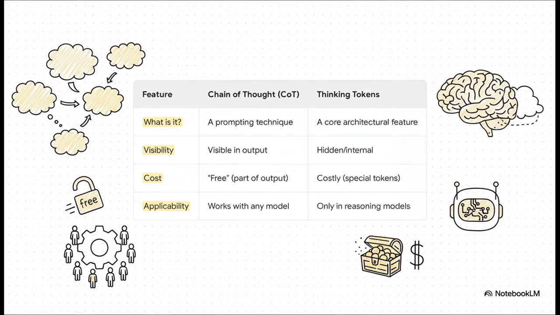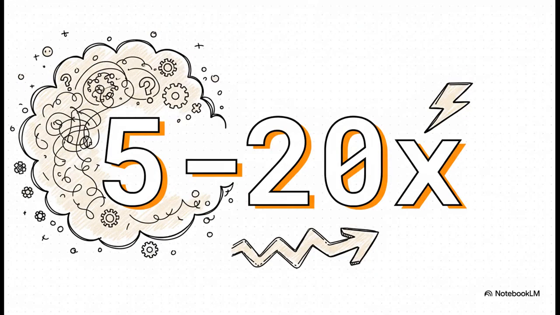But thinking tokens are completely different. They're an innate architectural feature of these new reasoning models. The thinking is internal, it's hidden, and it uses special, costly tokens. You can't just ask a regular model to do this. It's not built that way. And the sheer depth of this internal deliberation is just staggering. For a really complex problem, a reasoning model might use 5 to 20 times more internal thinking tokens than the number of tokens in its final clean answer. That gives you a sense of the scale of the real cognitive work that's happening under the hood.